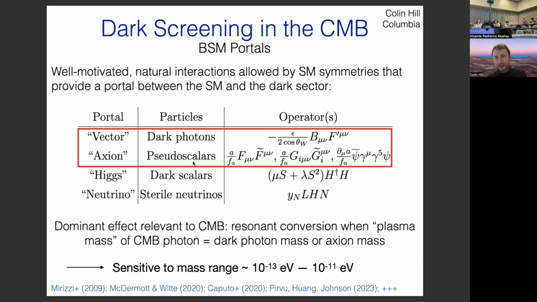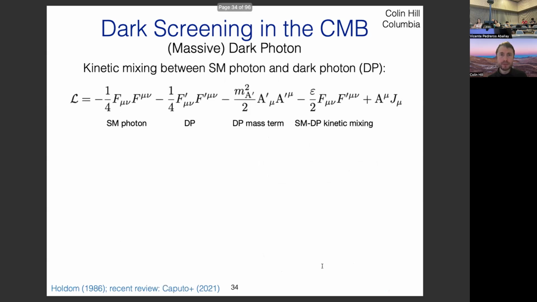The fact that it's resonant is why we can get a very tight constraint on the coupling parameters in these terms. If you put in some numbers, which I'll show you in just a minute, you'll find that you're sensitive to masses on the order of 10 to the minus 13 to 10 to the minus 11 electron volts. So these are very light dark photons or light axions that we're talking about.